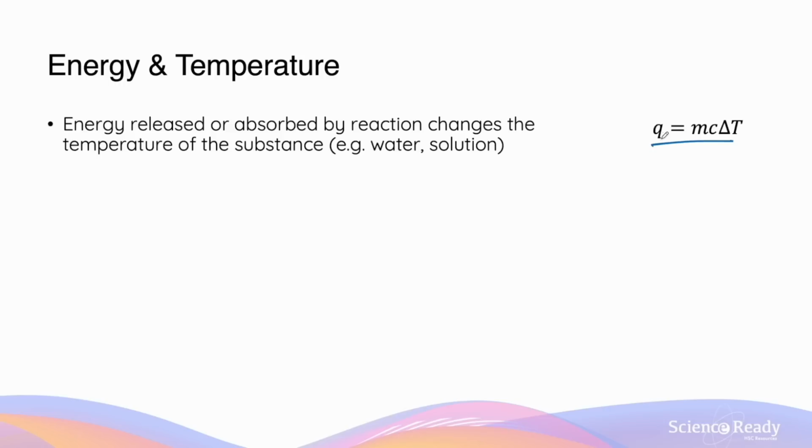It's important for me to highlight that the m in this formula is not the mass of the substance that we saw in the chemical equations previously. This is the mass of the substance that you're changing the temperature of. And most of the time, this will be either the mass of water or the mass of the solution in which the reaction is taking place. I'll explain this further in the examples that are to follow.